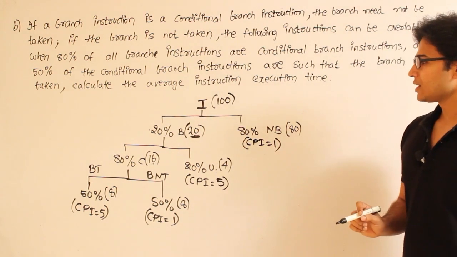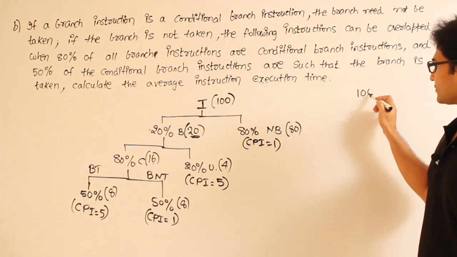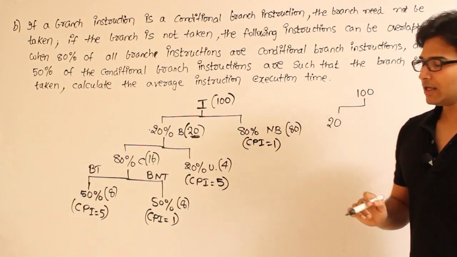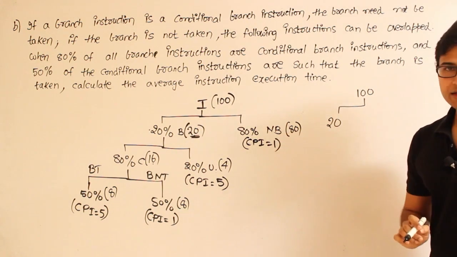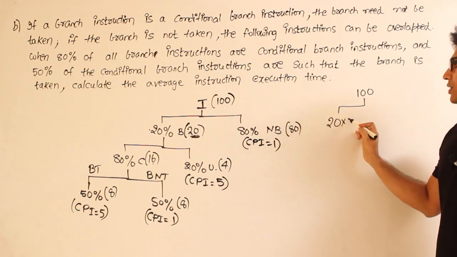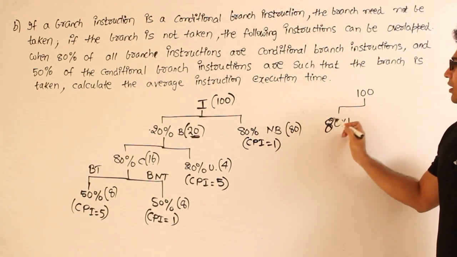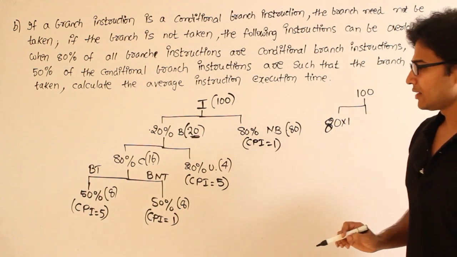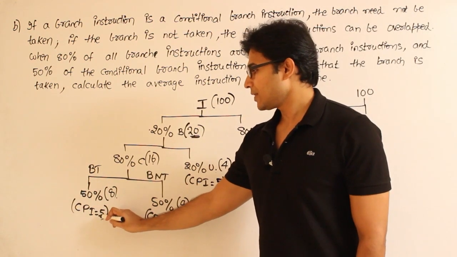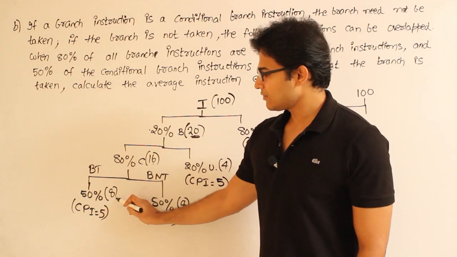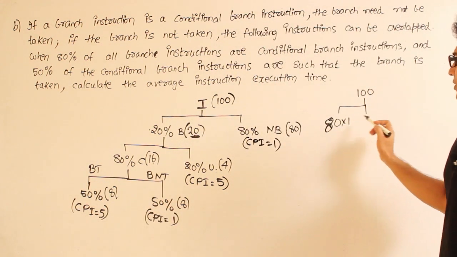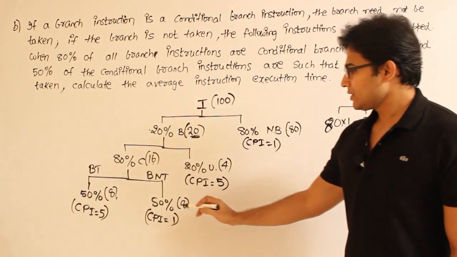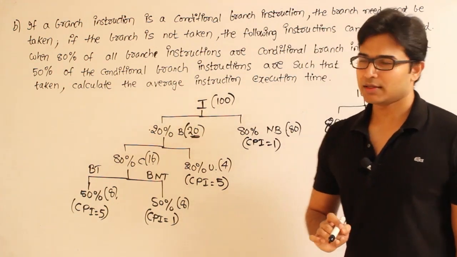So now you can analyze this. Out of 100 instructions, 20 instructions are branch instructions. Therefore 80 instructions are no-branch instructions, so the number of clocks required is 80 into 1, right? Then 8 instructions have a penalty of 5 because these are conditional branches where the branch is taken. So for those 8, it is 8 into 5 clocks. And for these 8 instructions, there will be no penalty.